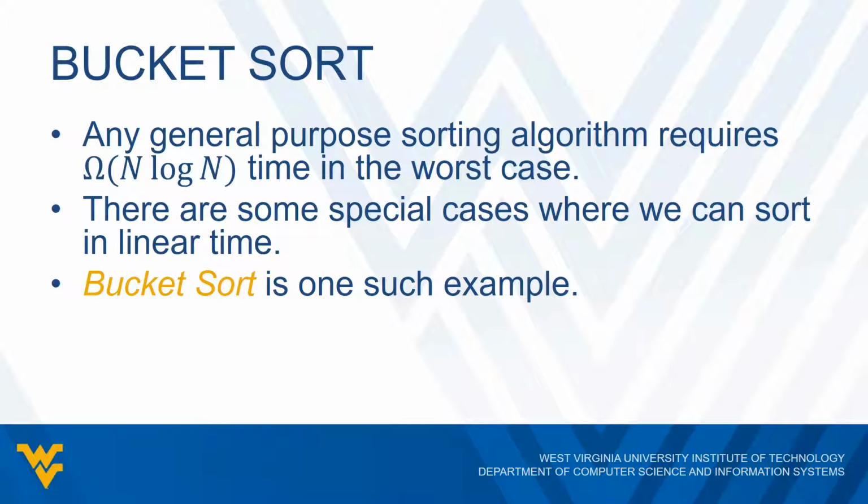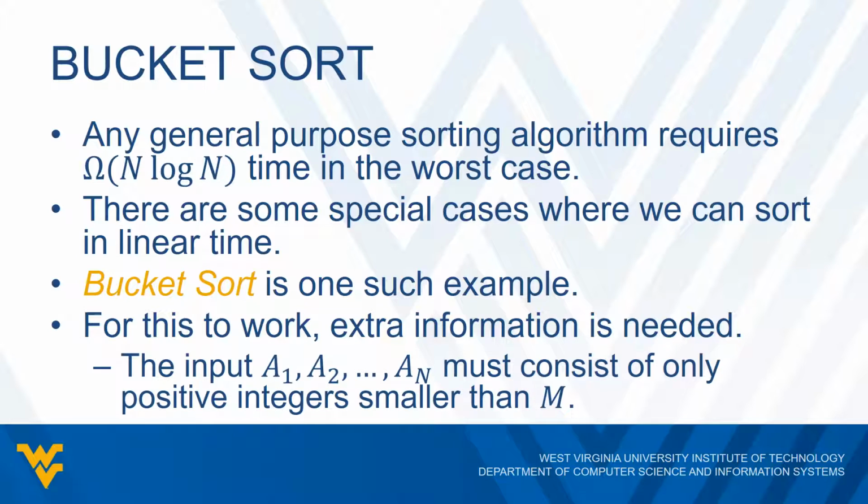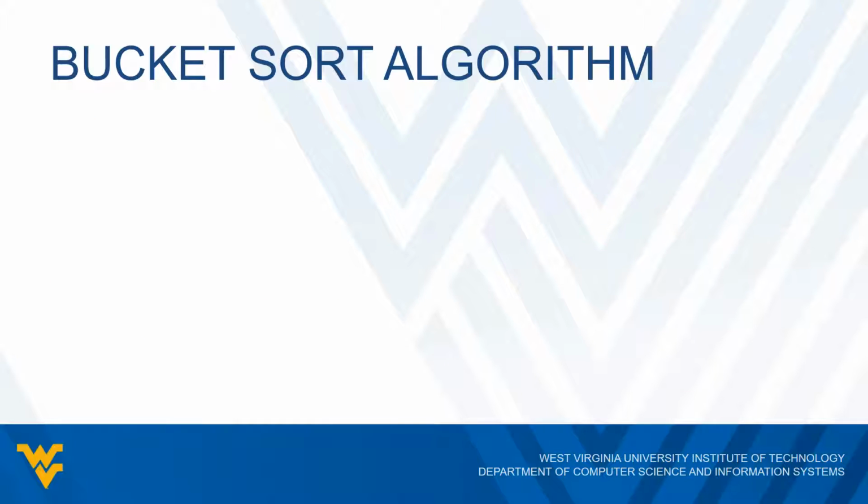Now, in order for this algorithm to work, we need some additional information. So our input is going to be A1, A2, all the way to AN. So we still have a list of items to sort, but these elements must consist of only positive integers, and they all must be smaller than some constant value, which we denote as m. If we have this extra information, the algorithm itself is pretty simple.